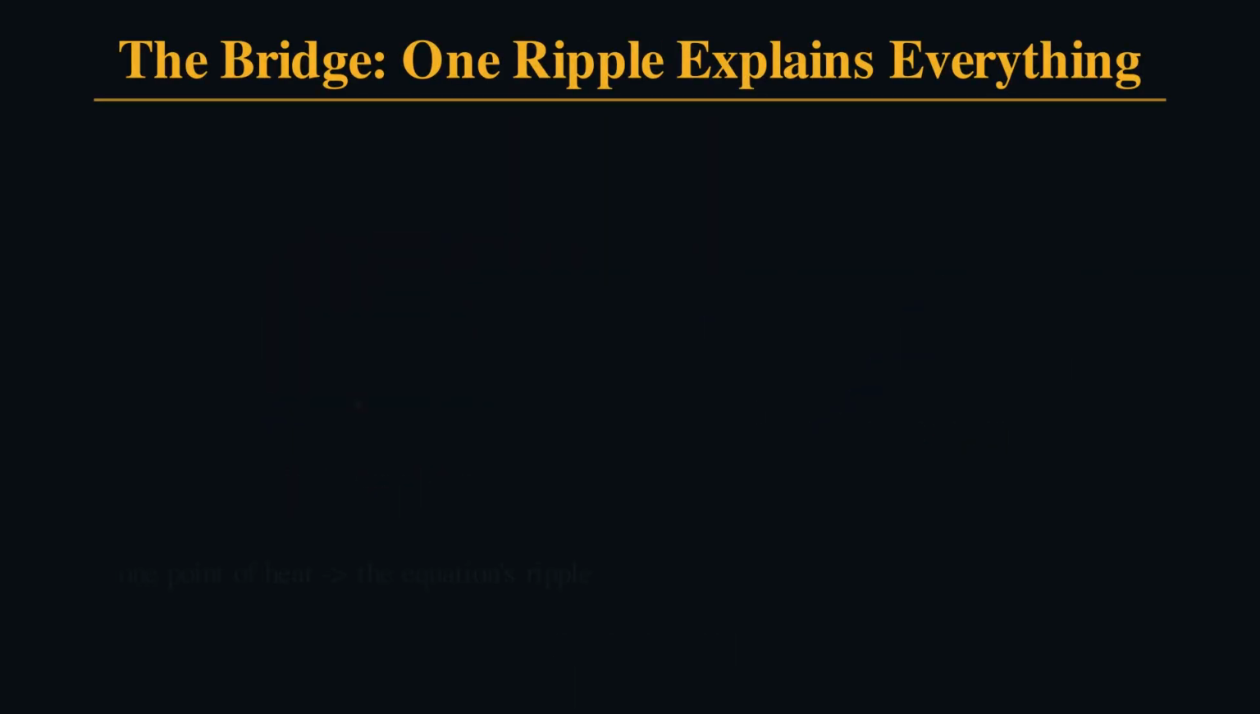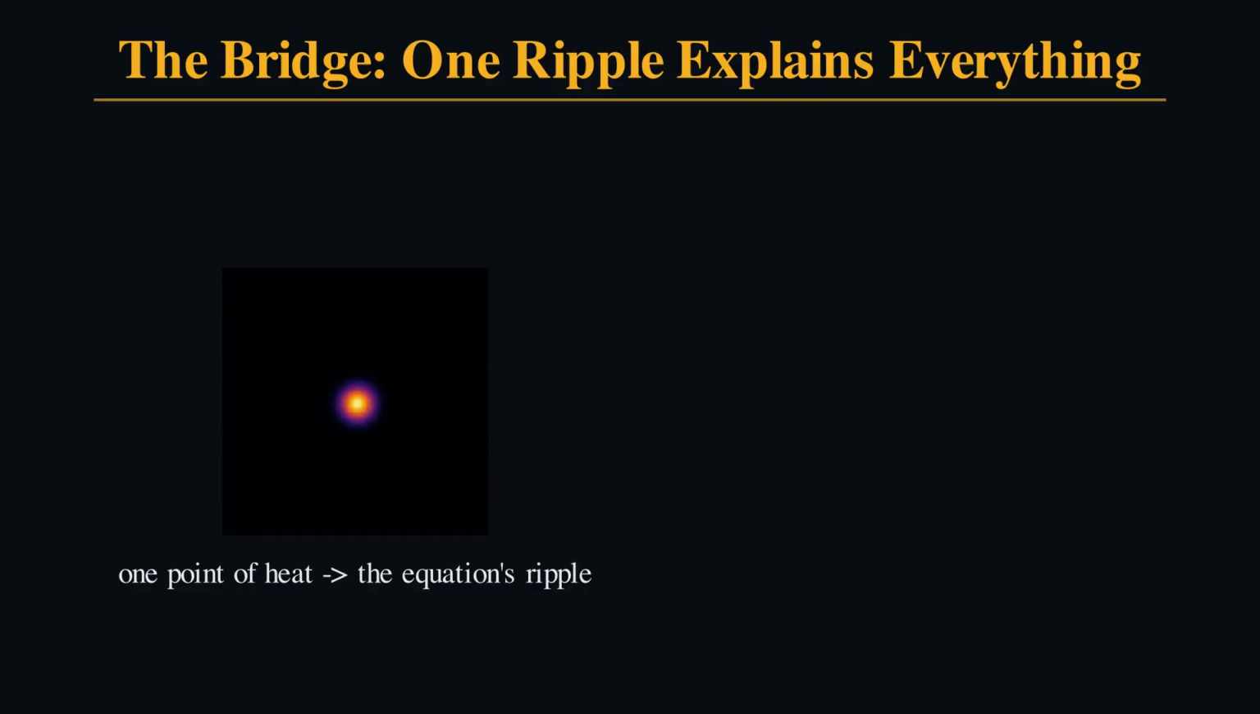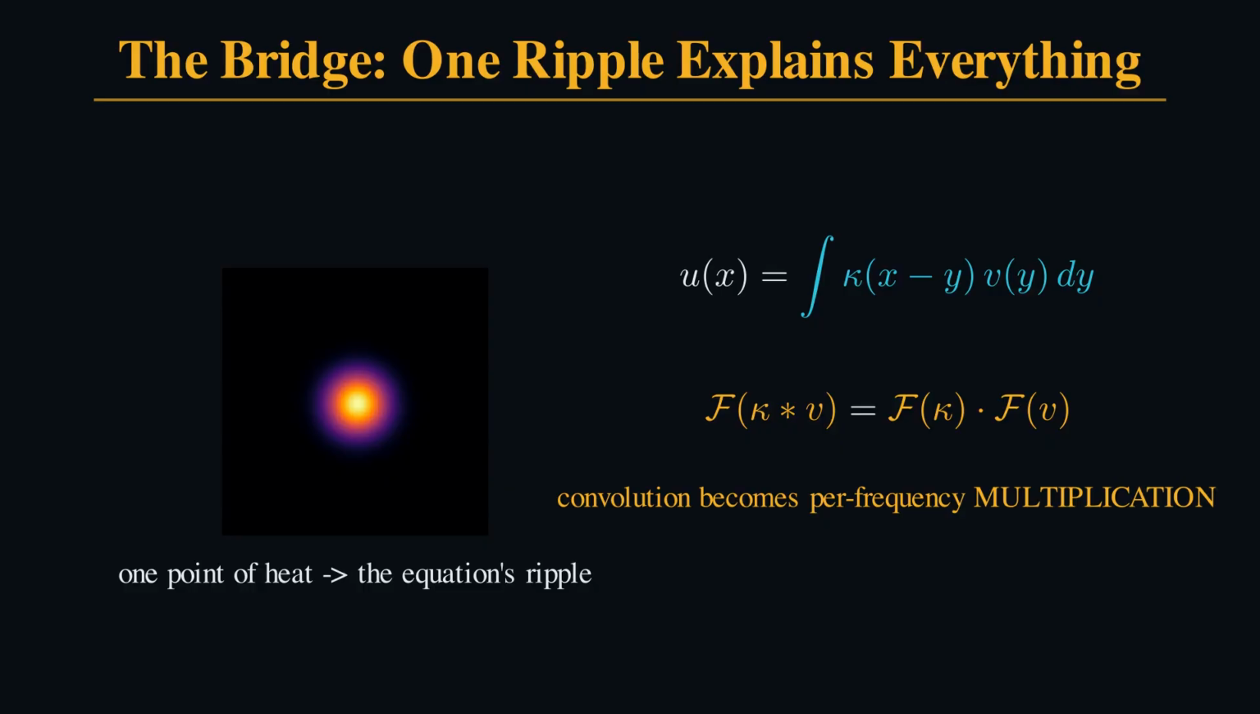Here is the bridge between physics and Fourier. Drop a single point of heat on the plate, and the equation answers with a spreading blob, its fundamental solution. For linear physics, the response to any input is just shifted copies of this one ripple added up. That sum is a convolution. And now the theorem this whole paper stands on, one we earned in drawing with math. Convolving in space equals simple multiplication, frequency by frequency in Fourier space. A slow, everywhere to everywhere integral becomes a cheap list of independent multiplications.